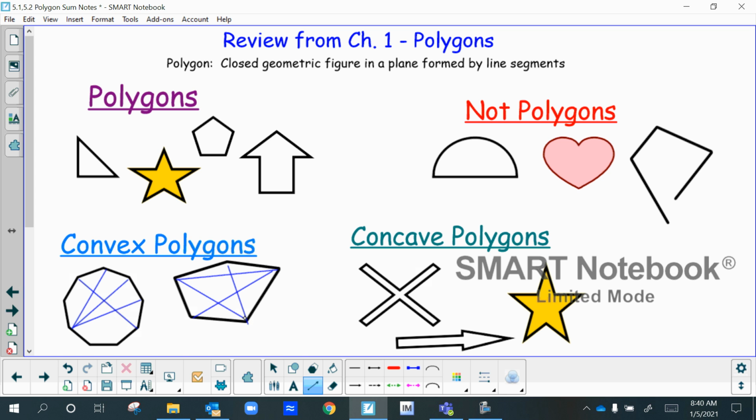Over here, these are concave polygons. These are still polygons because they're all made up of segments, but they're concave because when you connect this vertex to this one, that diagonal is in the exterior. Same thing with this one when I connect that one to there, and there's more. And same thing with this star. When I connect these diagonals, if a diagonal ends up being on the exterior, that's called a concave polygon.